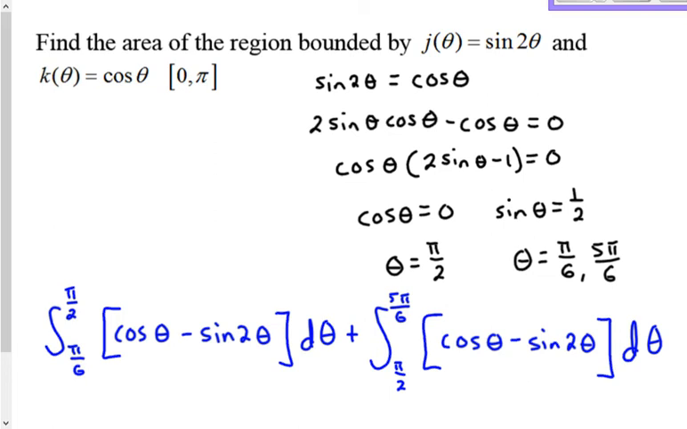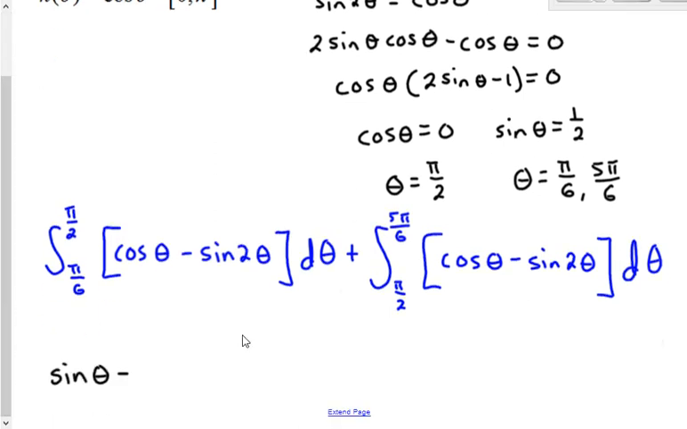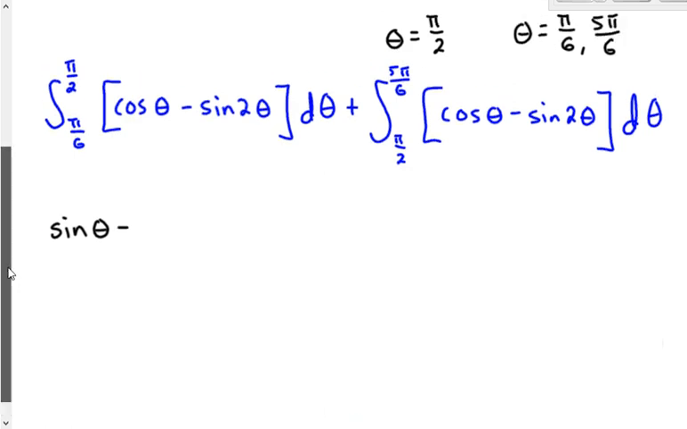Okay. But now, based on what we just did, if we integrate this negative sine of 2 theta, that should turn out to be negative 1 over 2 times the cosine of 2 theta. Right? And 2 negatives are going to make a positive here. So I get a positive 1/2 cosine of 2 theta. And then I'm doing that from pi over 6 to pi over 2.